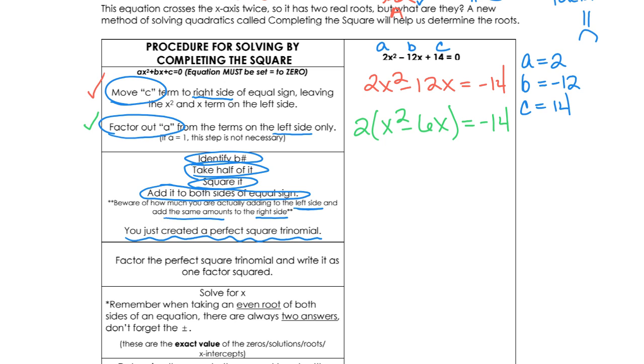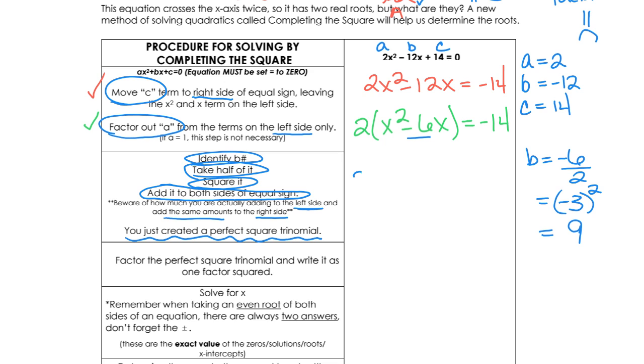All right, so we're going to say that our b value now is -6. We take half of it, which gives us -3, and then we square it. It's always going to give us a positive number because we're squaring it. If you take a positive number and square it, you get positive. A negative number squared, you get positive. Now we're going to add it to both sides.